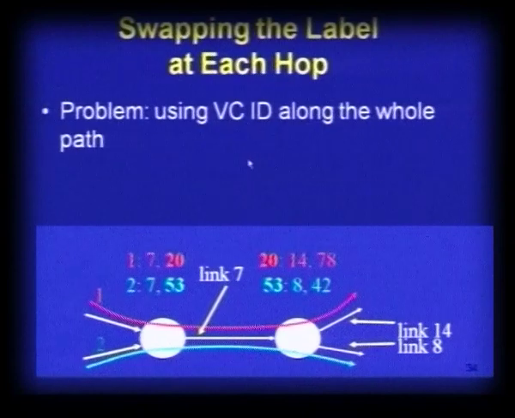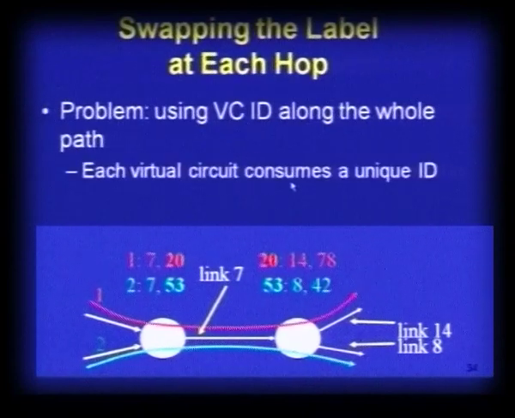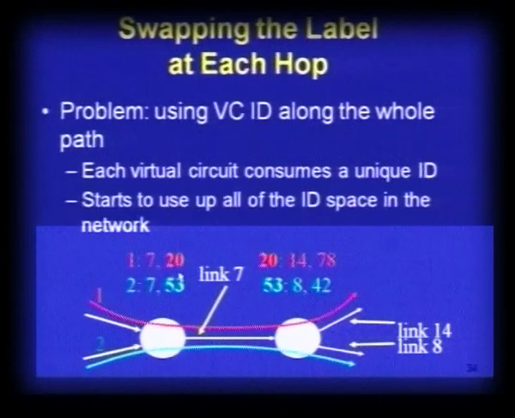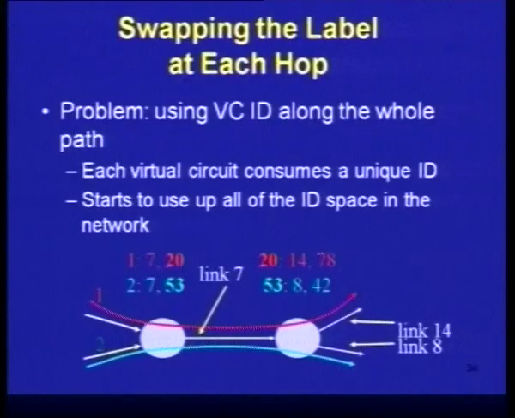If I use the same VCID along the whole path, each virtual circuit consumes a unique ID. That is, I will have to use a unique ID for the entire path. Now I do not know what the different connections are on switch 2, but I have to determine earlier that on switch 1 I am going to use the same virtual circuit identification number. Okay. So what could happen because of this is it would start to use up all of the ID space in the network. That is, if I am using a virtual circuit identifier of say 8 bits or 16 bits, I only have 256 or 2 power 16, 64,000 entries available. So now I would use up all this space because of different connections that exist between different networks.